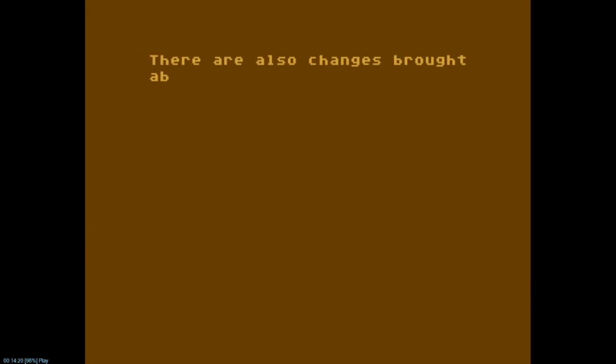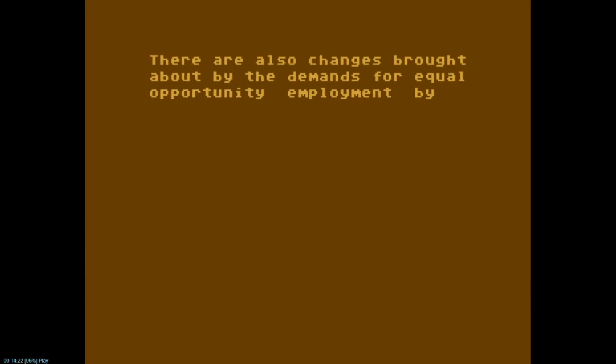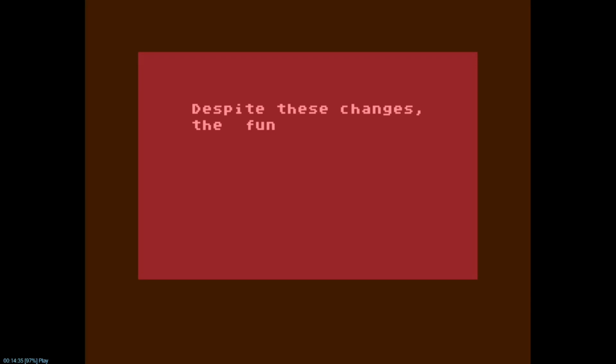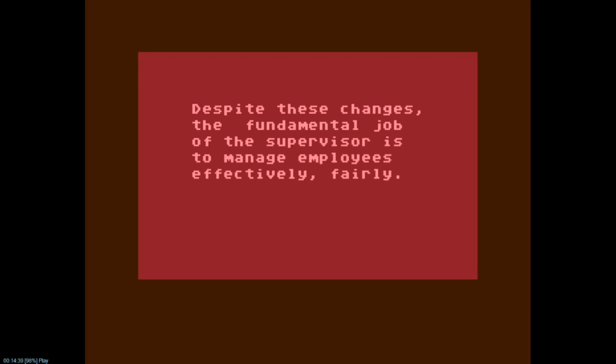There are also the changes brought about by the demands for equal opportunity employment by various minorities. Important governmental legislation regarding the employment of women and other minorities will be examined. Despite these changes, however, the fundamental job of the supervisor is to manage employees effectively and fairly. As you go through these programs, see how the material relates to your own position.